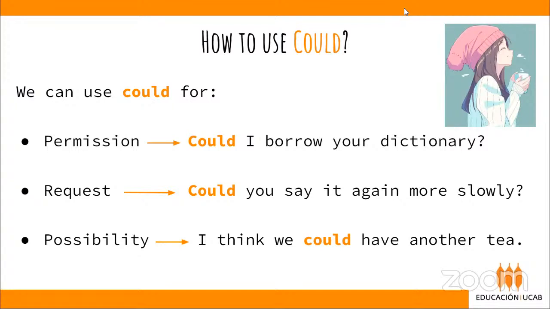Teacher, it's Gabriel. I'm with Jesus, but my cell phone turned off. Okay, don't worry. Gabriel, you can read the sample of permission in could. Okay. Permission. Could I borrow your dictionary? Thank you very much, Gabriel. Okay, so if you are with Jesus, you can read the sample of the request, please.